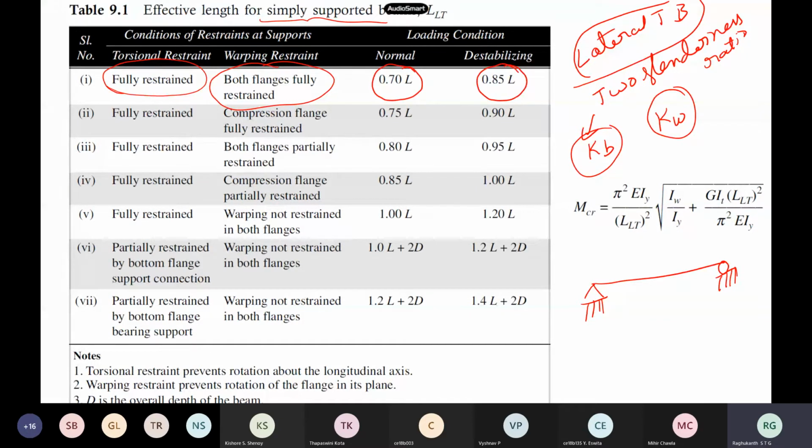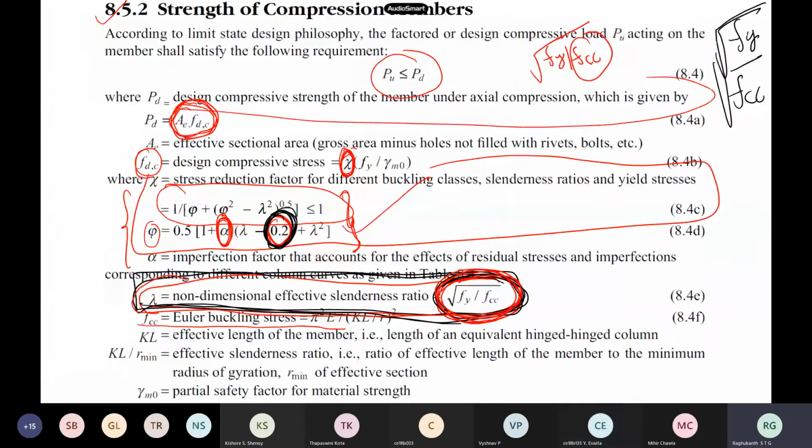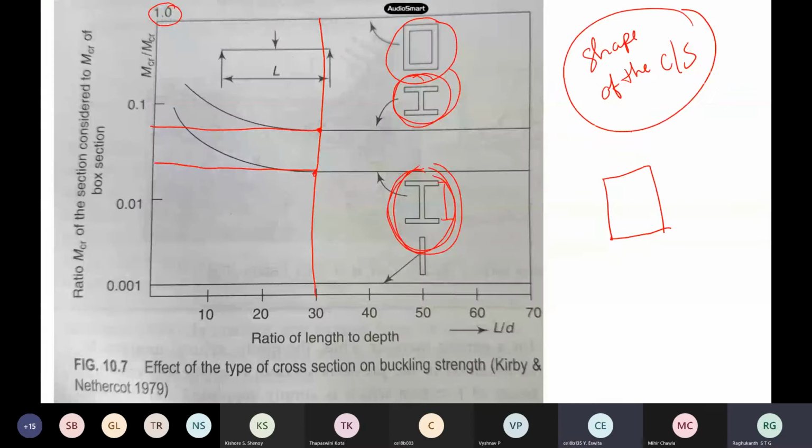What do you mean by a normal or destabilizing load? What is the meaning of destabilizing load? Just now I showed you, right? So your LTB depends on what? Point of application of load. So destabilizing means where you are applying the load. Top flange. Destabilizing means the top flange.